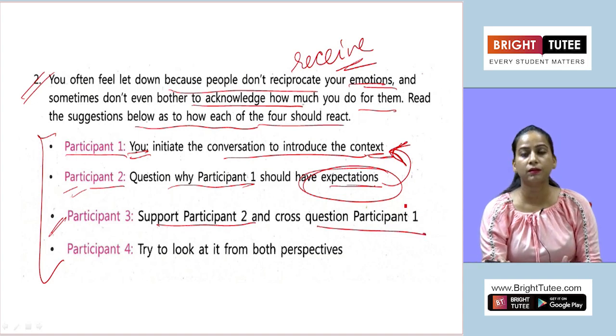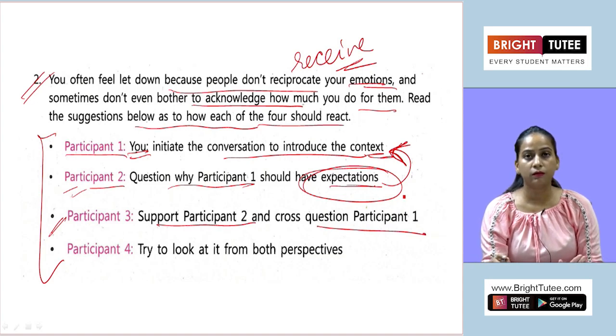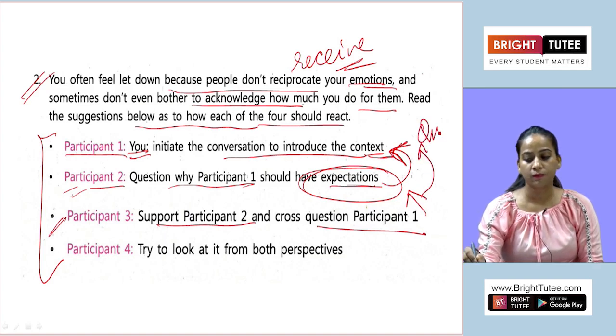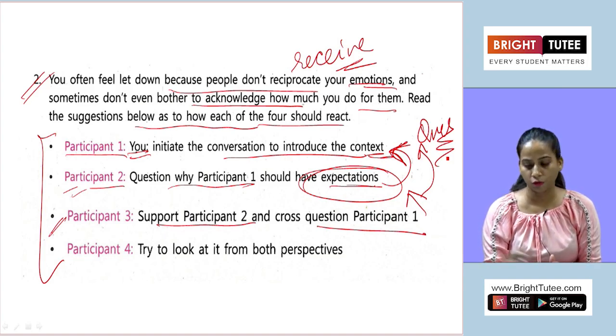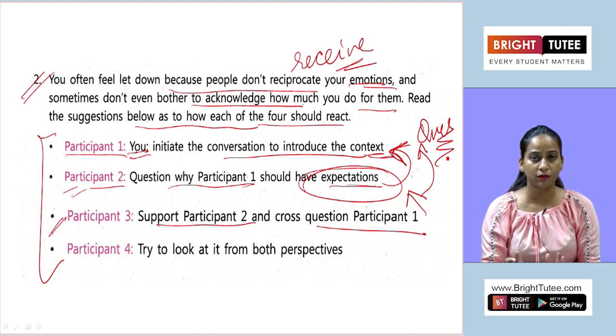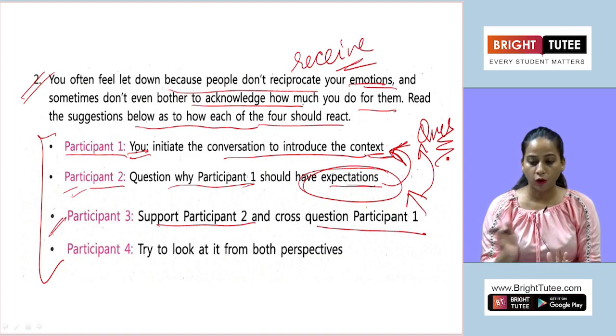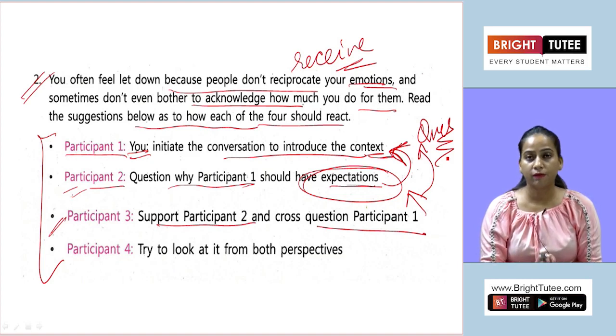So here also the third group member is going to be in favor of the second one and will ask participant 1 what the problem is with you, because you are creating the problem for your own self, or any such things you can mention, like why you are expecting things from people, why everyone should give importance to you, or why everyone should pay attention to you.